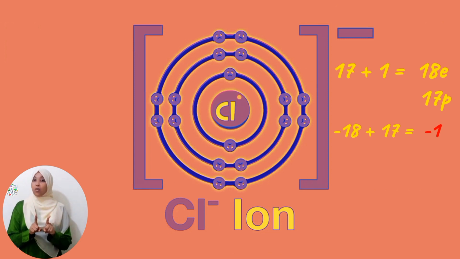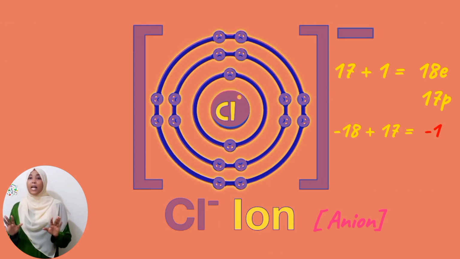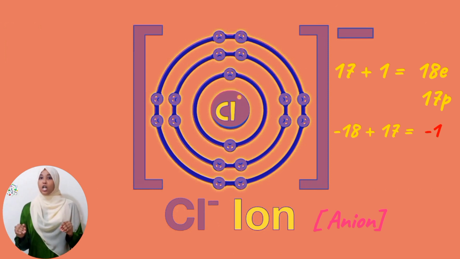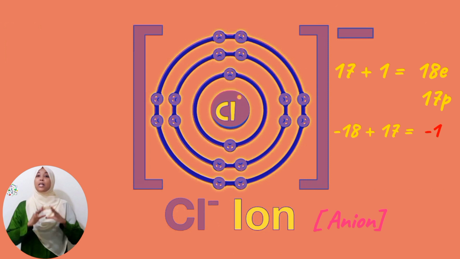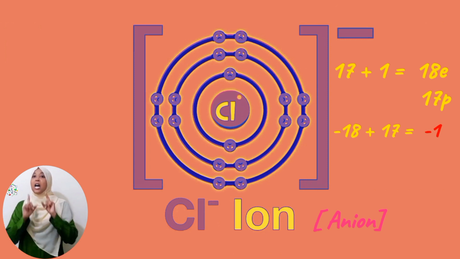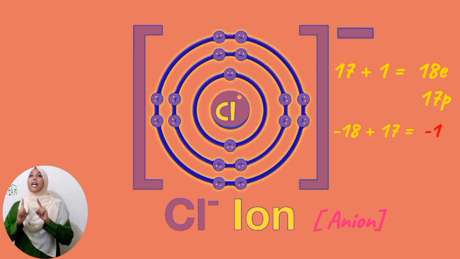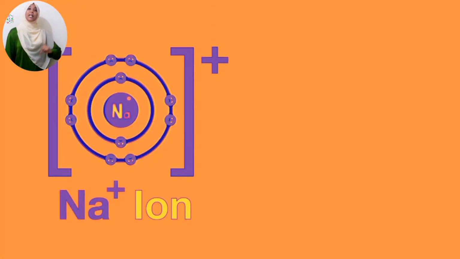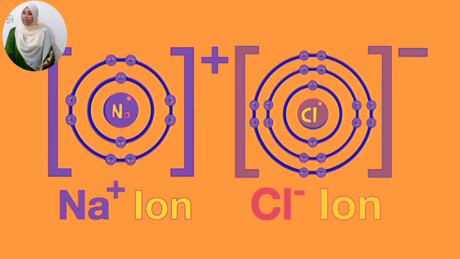The ion that is formed in this case is called an anion. An anion is simply an ion that is negatively charged. By the way, it can be that of chloride, fluoride, etc. As long as it's an ion that has a negative charge, it is termed an anion. So up to this point, we have the formation of a sodium ion that is positively charged and a chloride ion that is negatively charged.